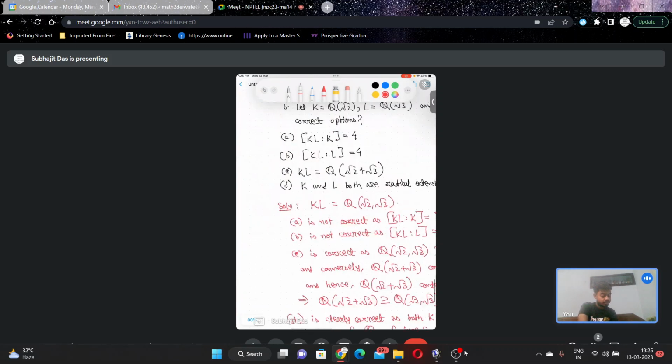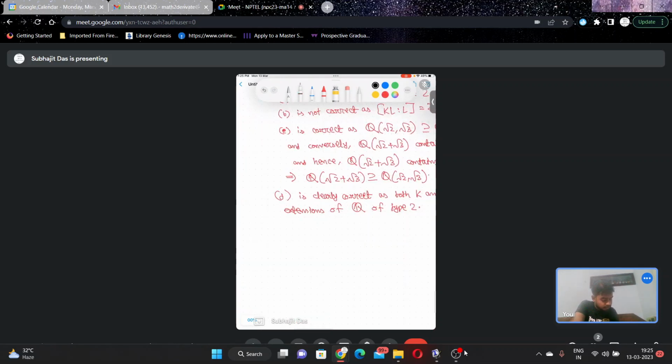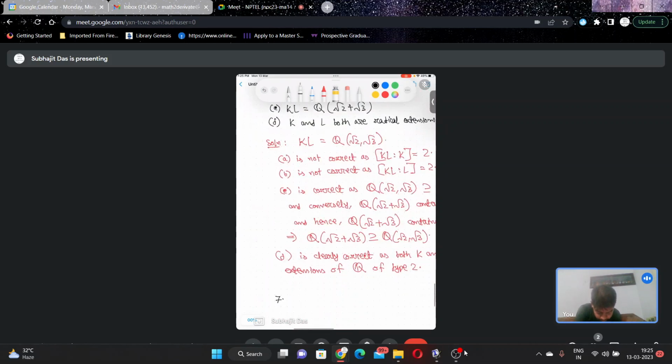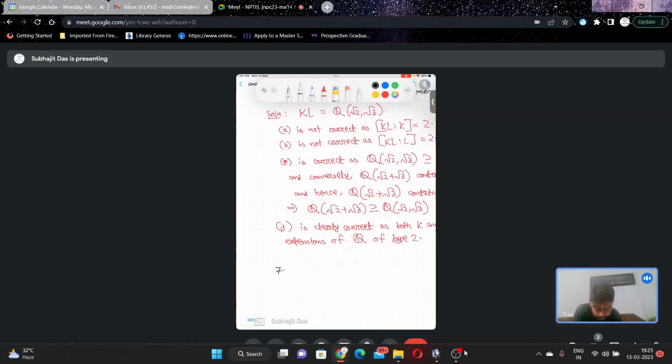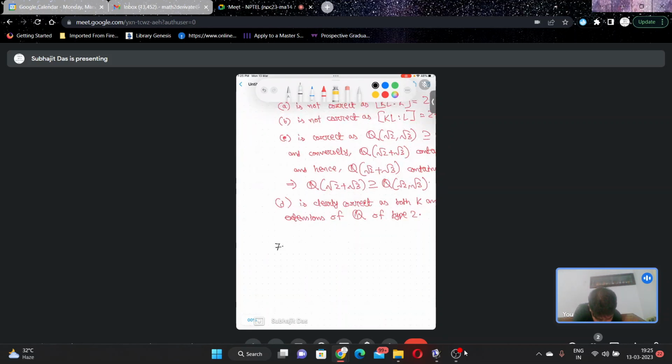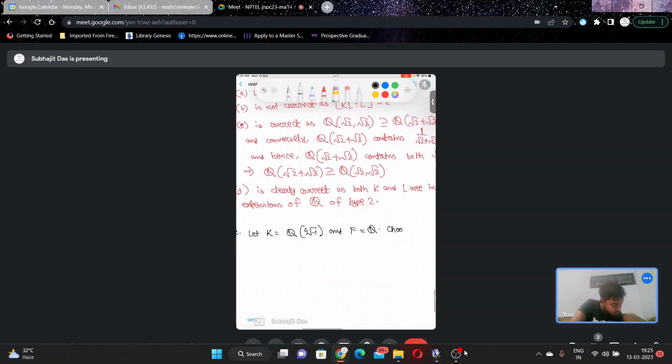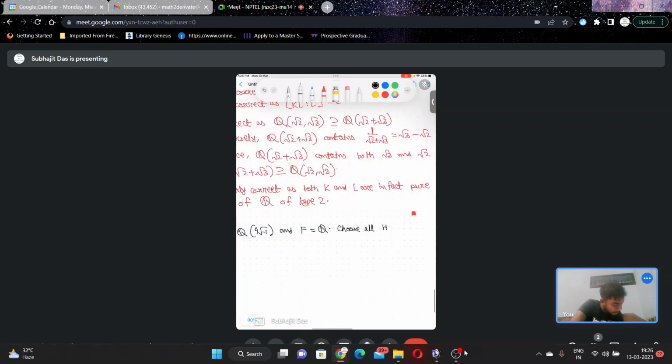So let us move on to the next problem. So let's look at problem 7. So what does problem 7 say? Maybe we'll solve this particular problem. Let K be equal to Q adjoined with the fourth root of minus 1, and F is equal to Q, right? So we need to choose all the correct options.